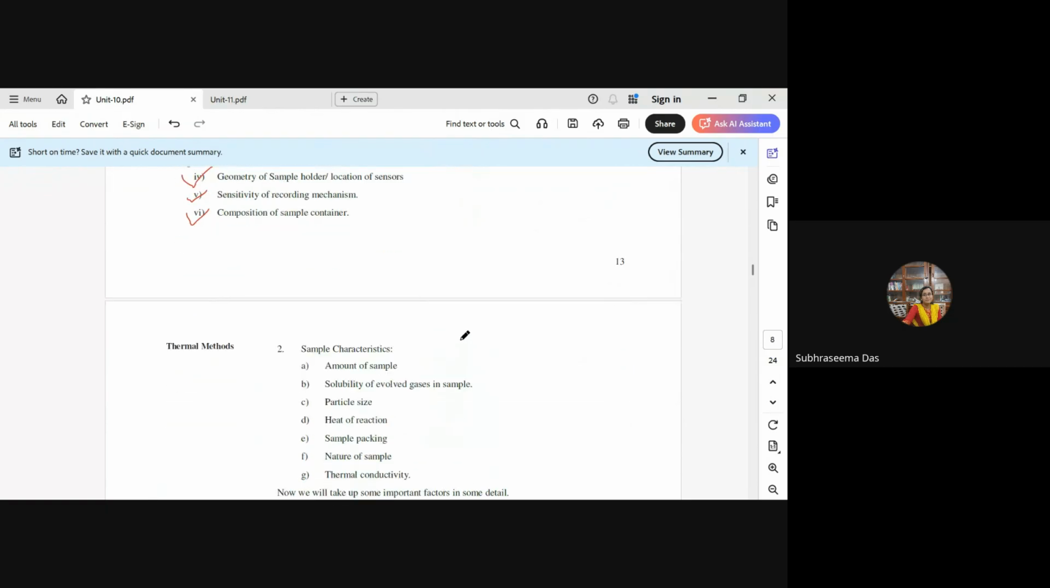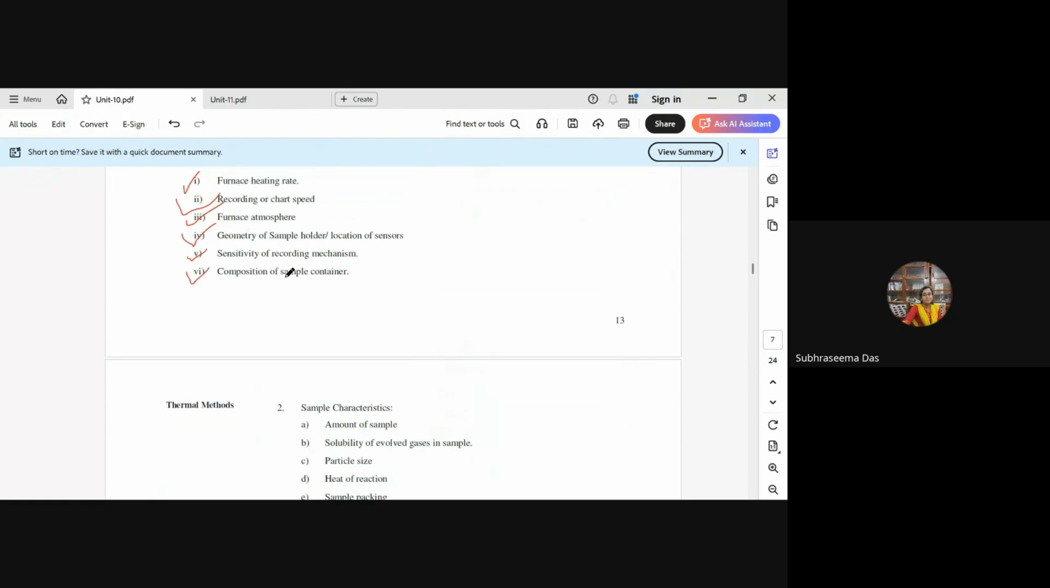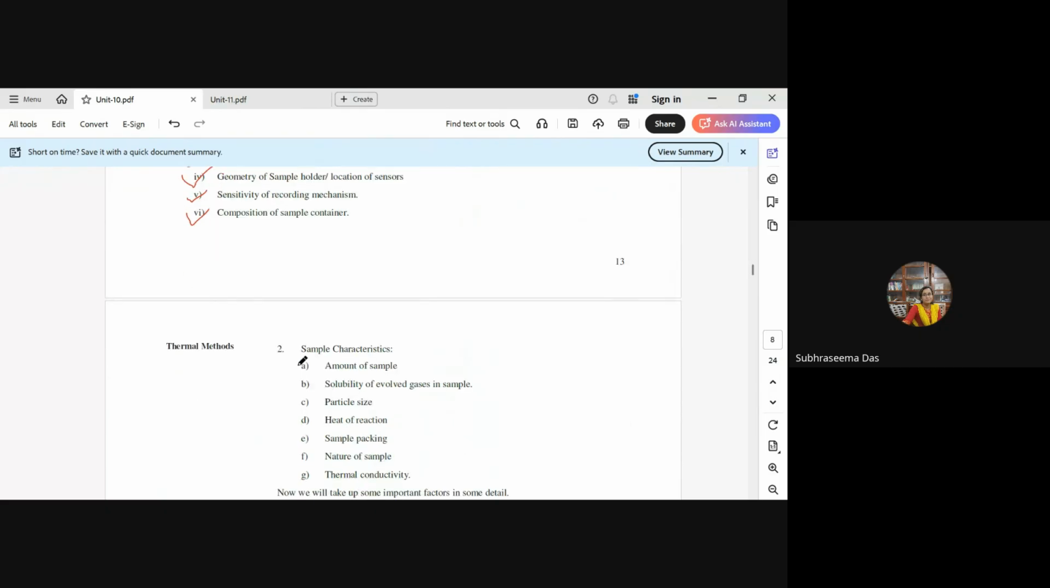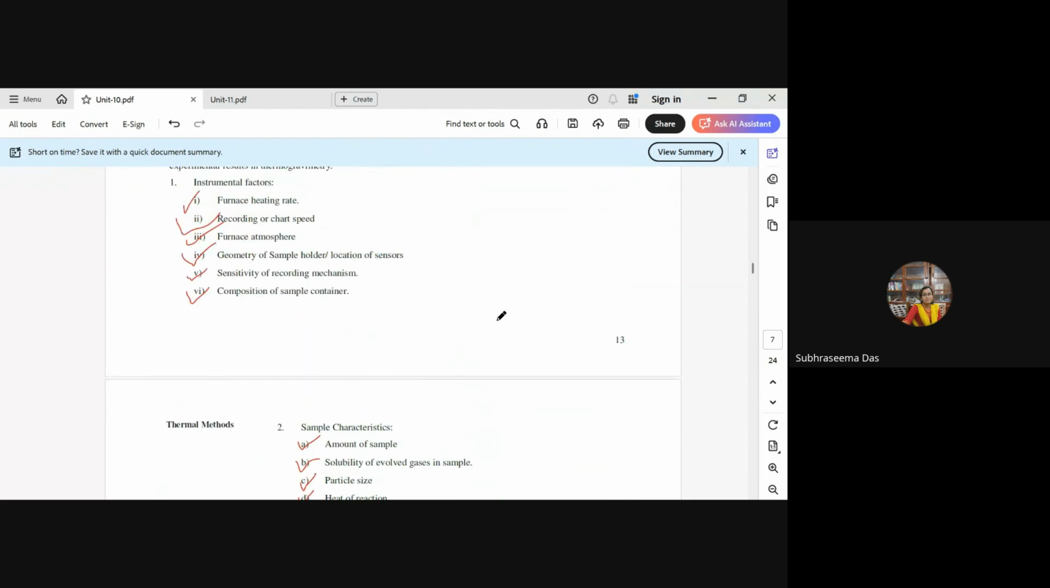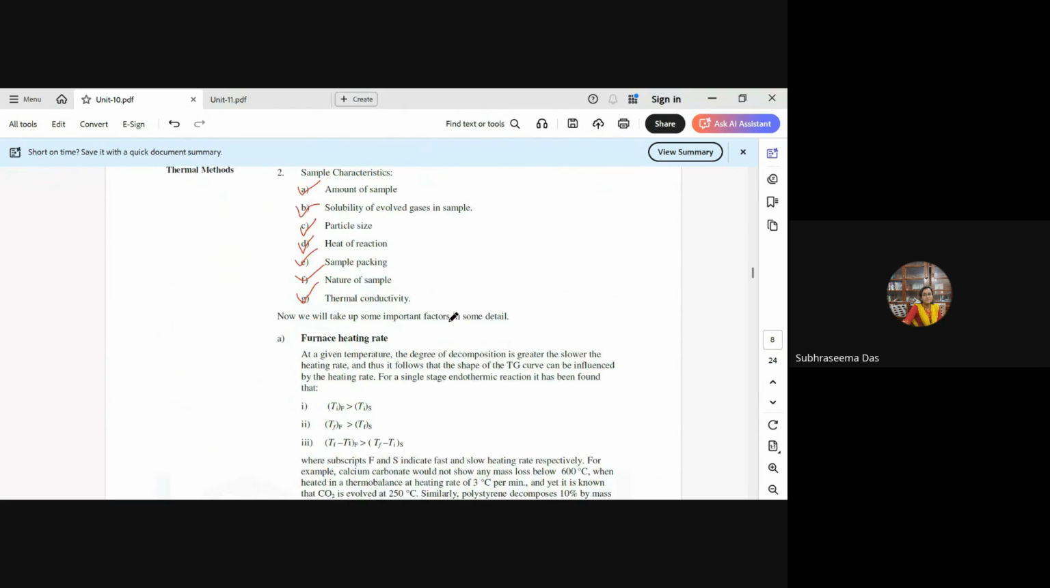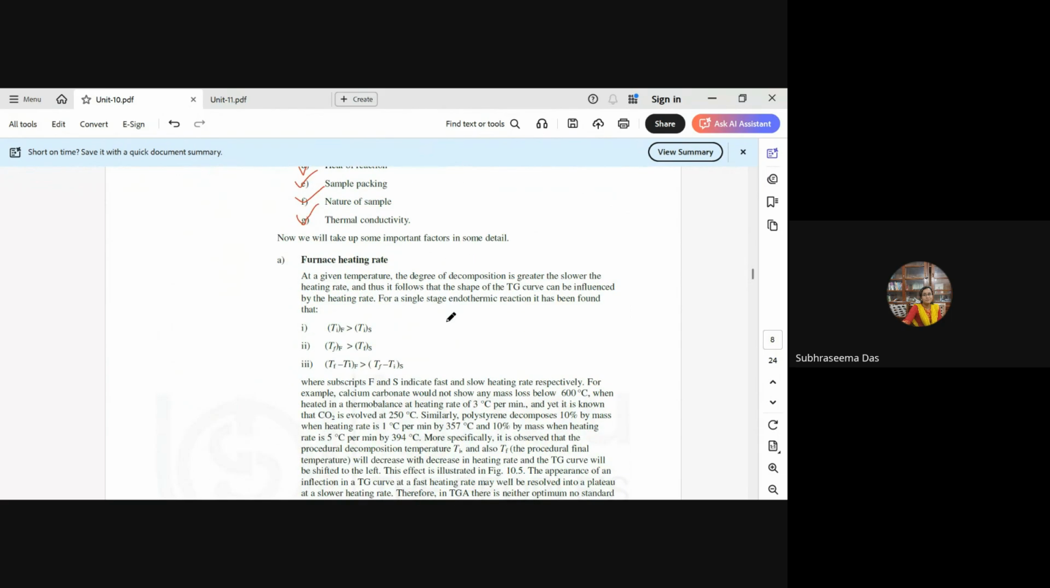Then the sample characteristics will also affect the TG curve, like the amount of sample taken, the solubility of the gases evolved from the sample during the measurement, the particle size, the heat of the reaction, the nature of packing inside the sample, the nature of the sample, and the thermal conductivity of the sample. So we see that both instrumental factors and sample factors contribute to the nature of the TG curve. We'll first look into these factors in some detail.